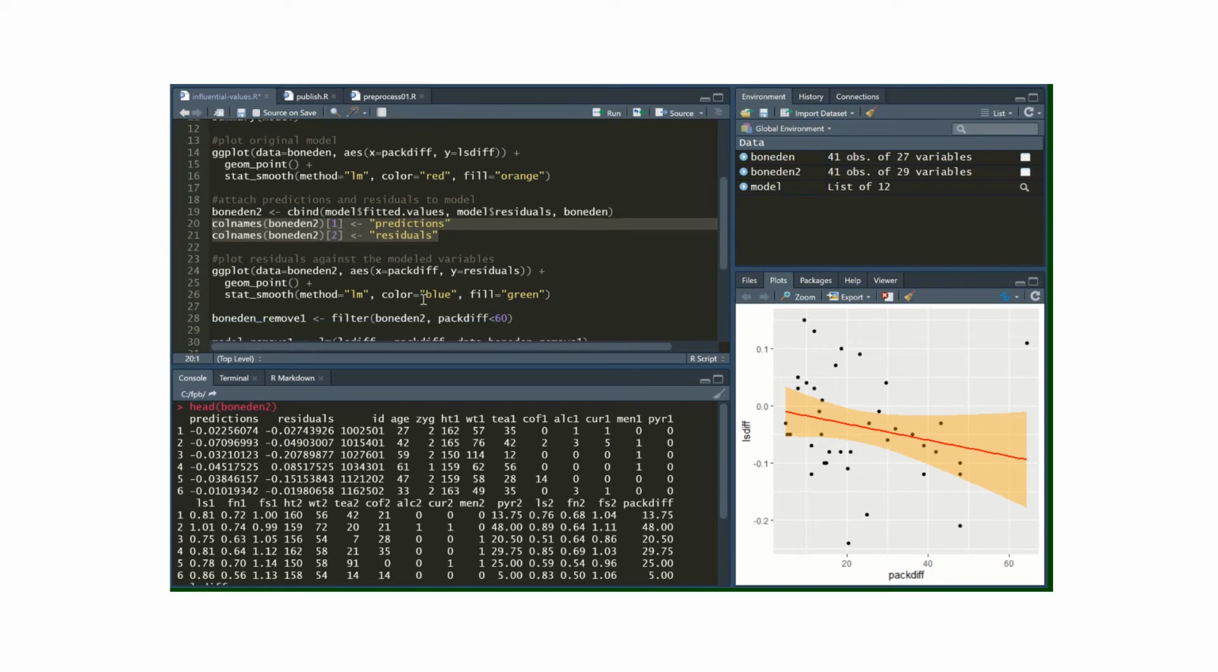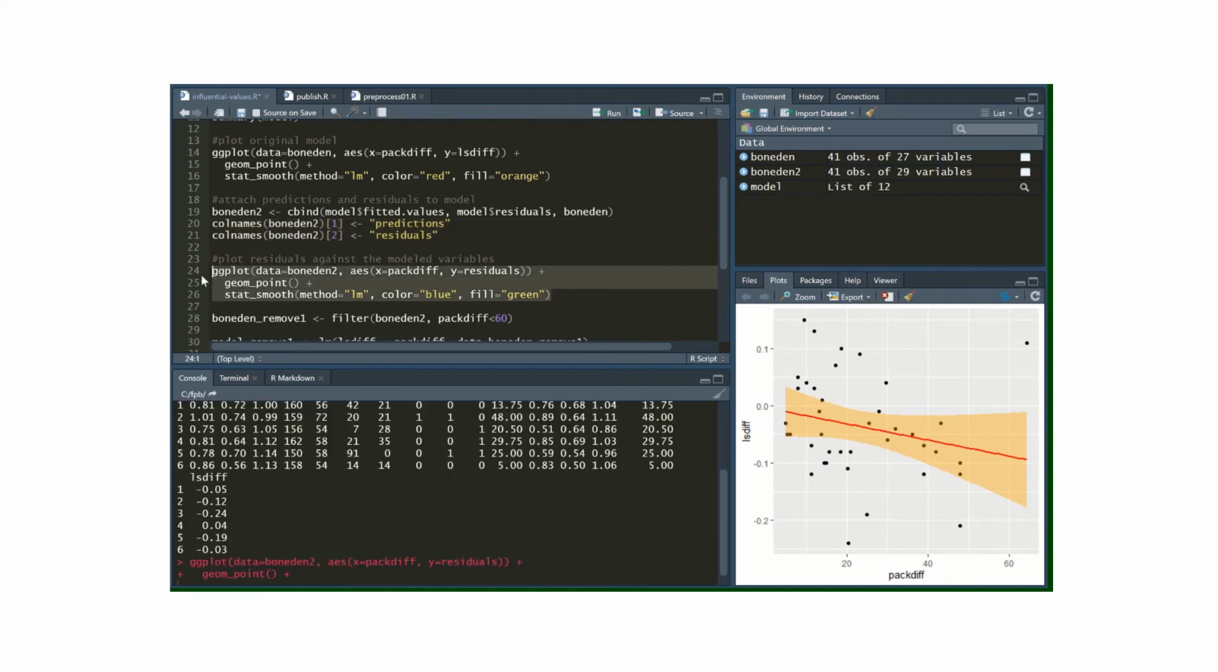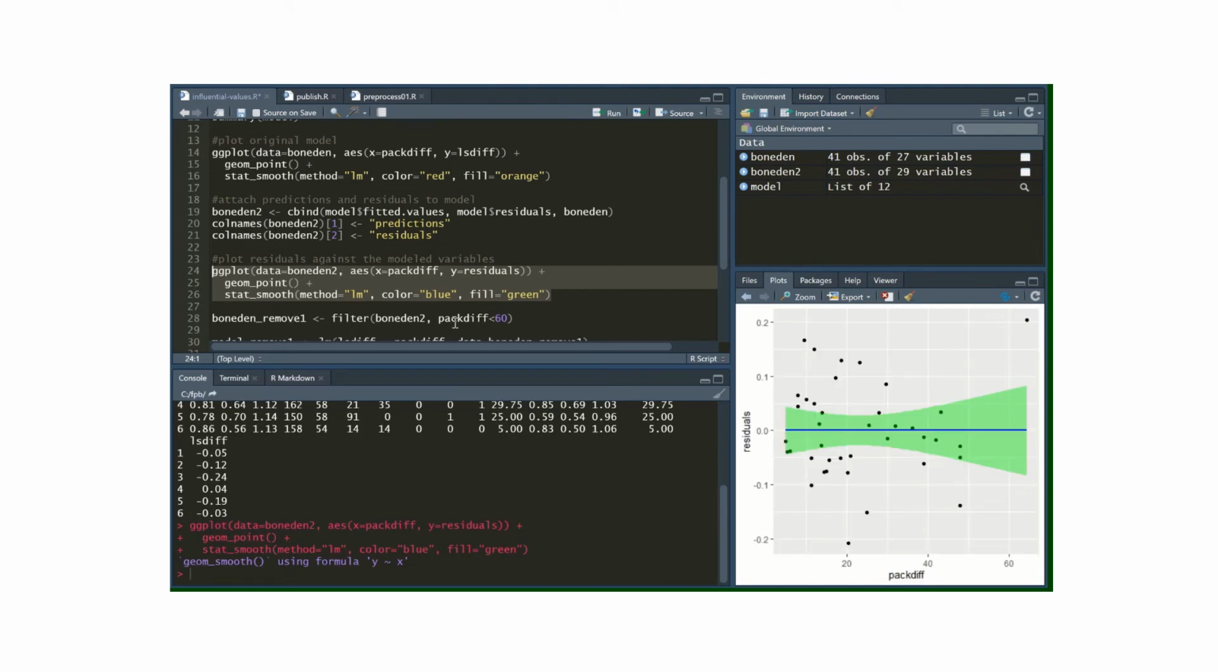And so I'm going to use the exact same format as lines 14 through 16, except instead of the y-axis being the difference in bone density, I'm going to make the y-axis be the residuals, or the errors between the predictions and the actual values. And I changed the colors to blue and green just to make sure it is not confused with the earlier graph. And we see that the residual best fit line is perfectly flat and right on 0.